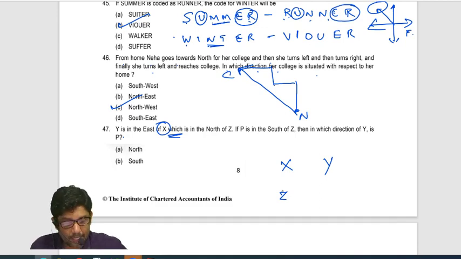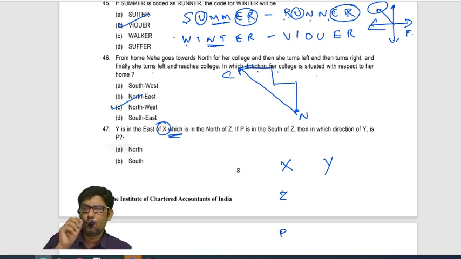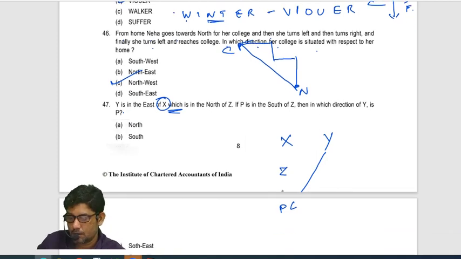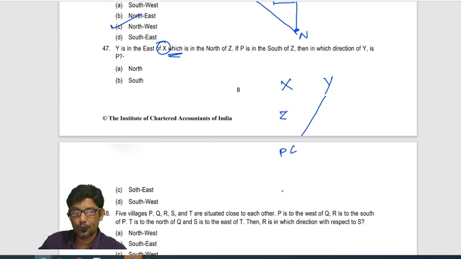Next one is what, my dear? If P is the south of Z, then in which direction of Y is P? This direction, sir. What is this direction, my dear? South? Southwest.